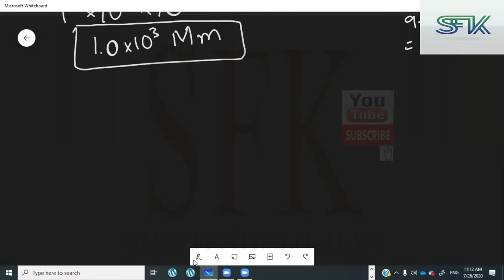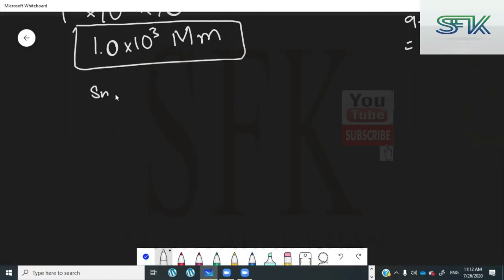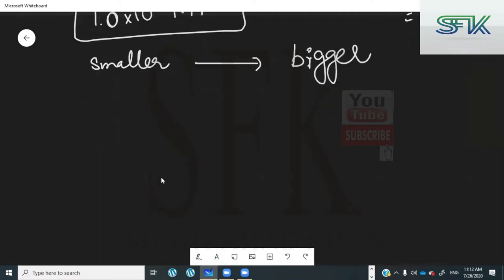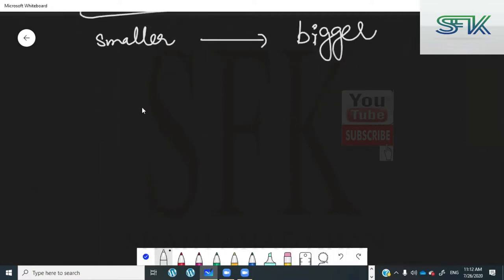Welcome back, guys. Okay, so now in this lecture, we are gonna see how we can convert a smaller prefix into a bigger prefix. Okay, we did from bigger to smaller ones, but now let's see how we can convert the smaller to bigger ones. For example, in the previous lecture, we did from 1 gigameters to 1 kilometers, and the answer to that was 1.0 times 10 raised to the power of 6 kilometers.